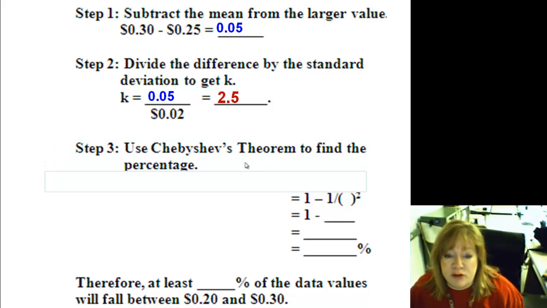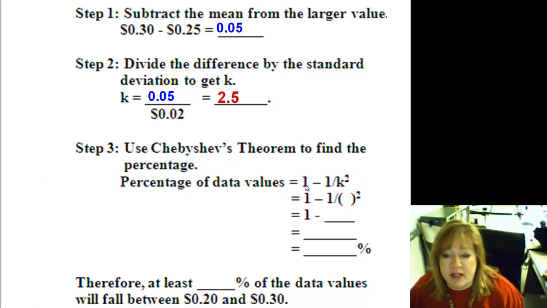Step 3, use Chebyshev's theorem to find the percentage. So the percentage of values, we're going to have 1 minus 1 over K squared. So it's going to be 1 minus 1 over 2.5 quantity squared. Should have been 1 over 6.25. Sorry about that. There should be a 1 over here. So you get 0.84 and you get 84%. Therefore, at least 84% of the data values fall between 20 and 30 cents.